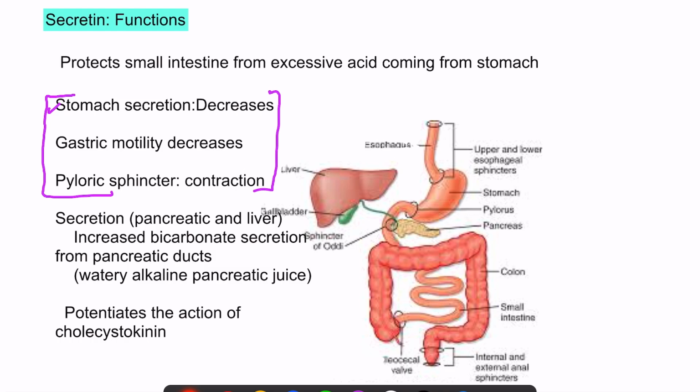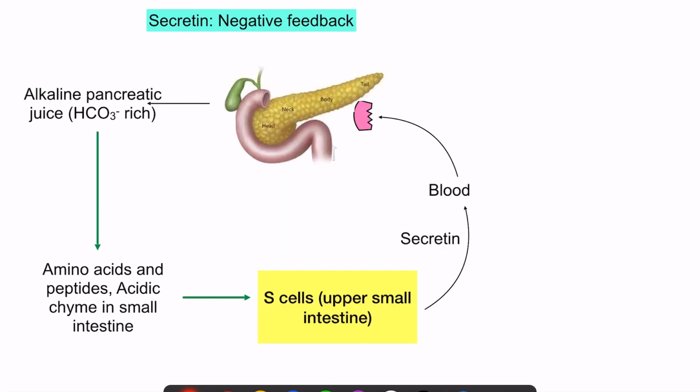Basically it promotes increased secretion of bicarbonate from the pancreatic ducts and the bile duct. So there is increased pancreatic secretion which is rich in bicarbonate. We say watery alkaline pancreatic juice is released when secretin stimulates the secretion. And secretin also potentiates the action of cholecystokinin. Okay, so I hope you will be able to simply remember the functions of the various hormones if you understand the fundamental functions of these hormones.